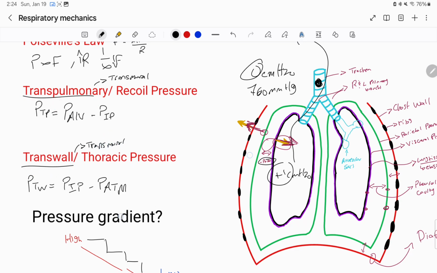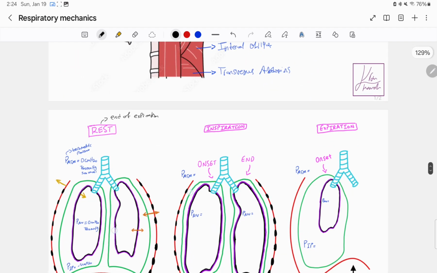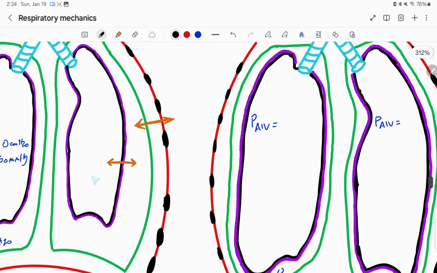Transmural. Boom. Okay, now that we know this, let's take a look at it visually. Here's the pressure in the alveoli, and here's the pressure in the intrapleural space, and you can see it's the pressure against that wall. It's the pressure all throughout that wall, and same here. The pressure between the intrapleural space and the atmosphere is right here, across that wall. Now, this pressure is the most important one here.